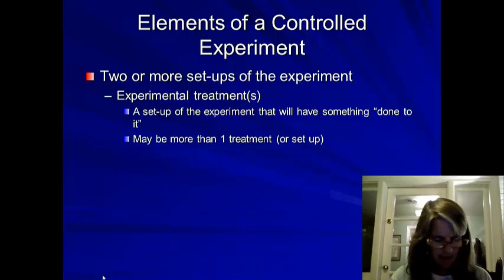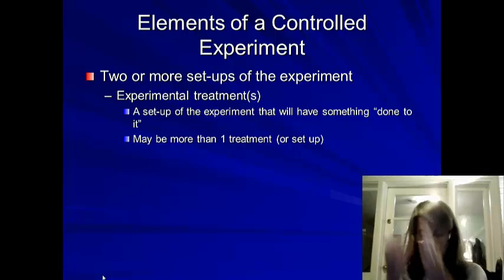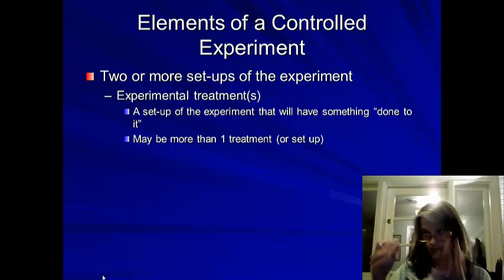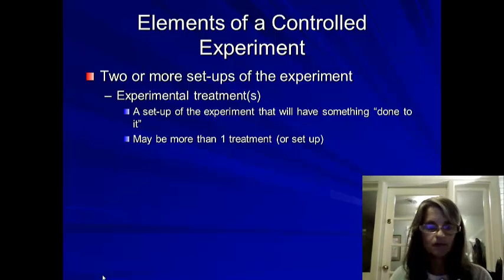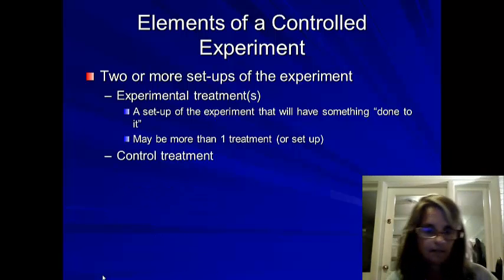For example, maybe I want to see if red light or blue light or purple light or green light or whatever has an effect on plant growth. Maybe I want to test all those colors. So I would have to have a setup of my experiment, which would mean a plant and a light and a spot and all those things for each color of light that I was going to test, okay?